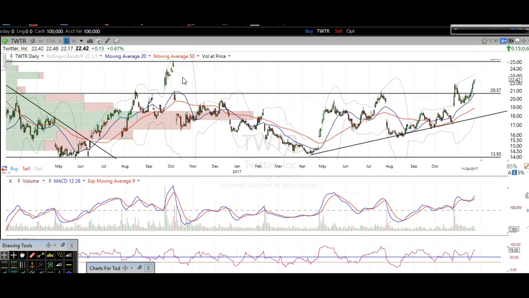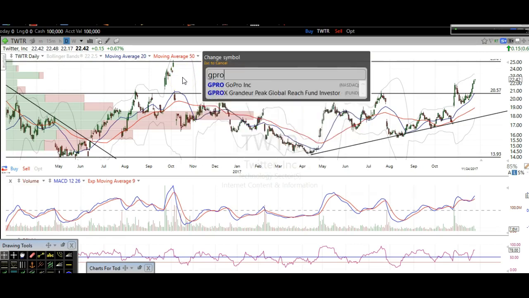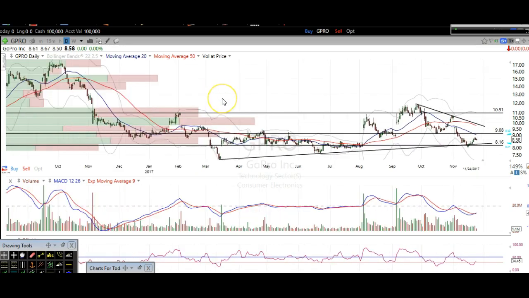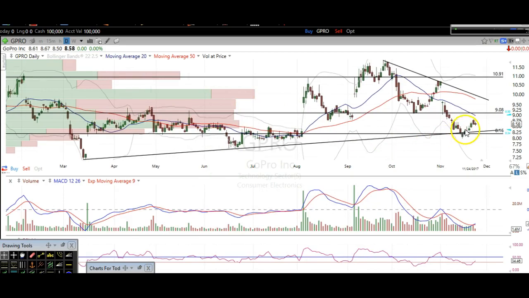The next one we're going to take a look at is GoPro. GoPro, this is one that we covered right here on this day. We were calling for bounces against this level. We got that bounce. Here's that trend line, and this is why we liked it for a bounce. We have this trend line right here. There's a bounce, and here we are coming into that level. It was also a level of support.